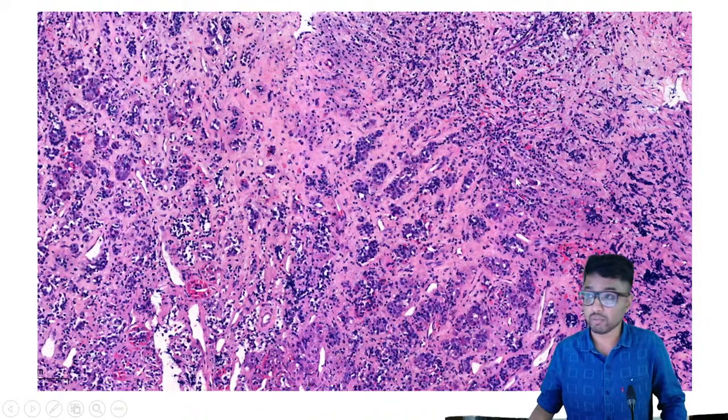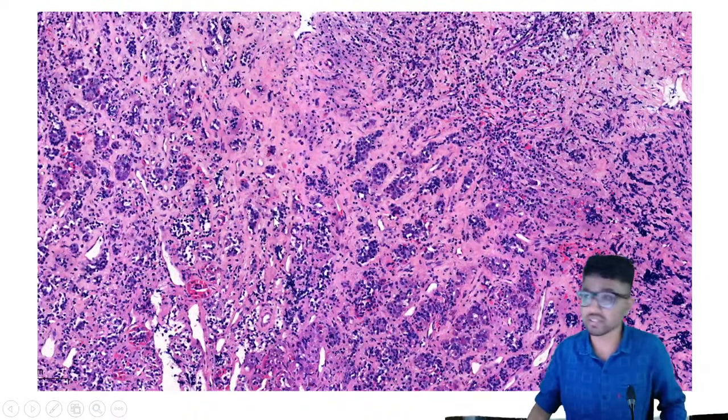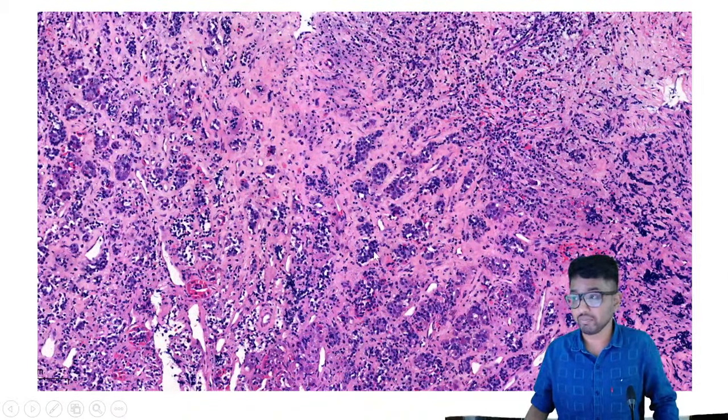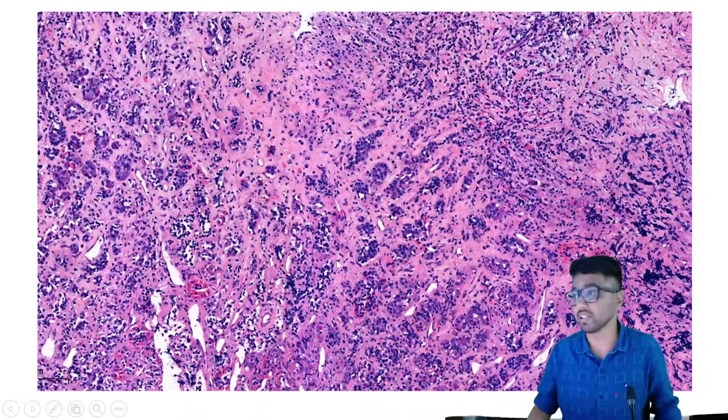This is showing normal anterior pituitary. These are the various types of cells. There is no evidence of adenoma. In normal pituitary, we see two types of cells: eosinophilic cells and basophilic cells. So these are normal pituitary, and in the background we see a lot of inflammation. These are mostly lymphocytes and plasma cells.